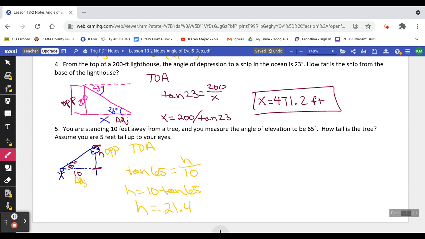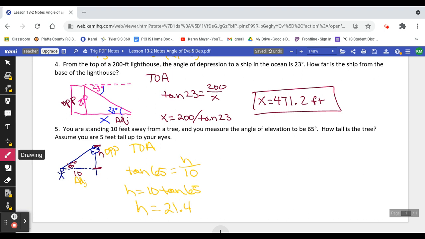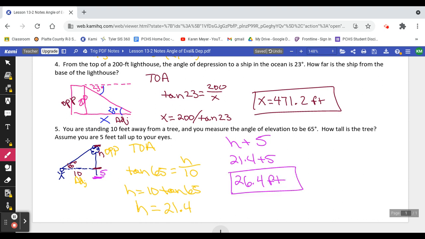But that's not my final answer because that is just the height from where my eyes are to the top of the tree. What I have to then remember to do is to go back and put in, it says, assuming you are 5 feet tall up to your eyes. So I know from the ground to my eyes is 5 feet. So I have to take my height that I know and add 5 onto it to get from my eyes to the bottom of the ground. So I'm going to do 21.4 plus 5. So it gives me a grand total of 26.4 feet. And we're done.